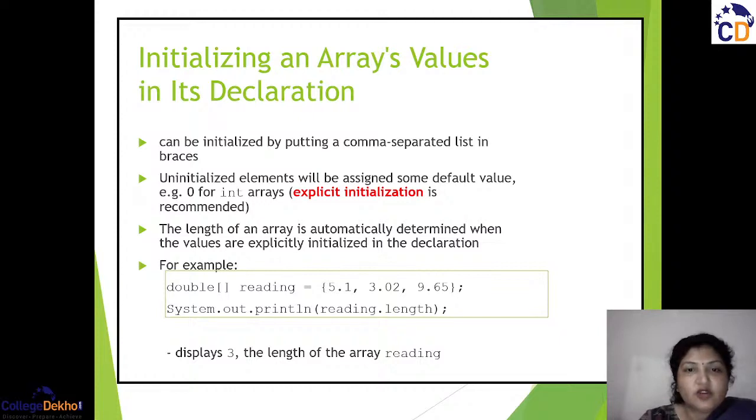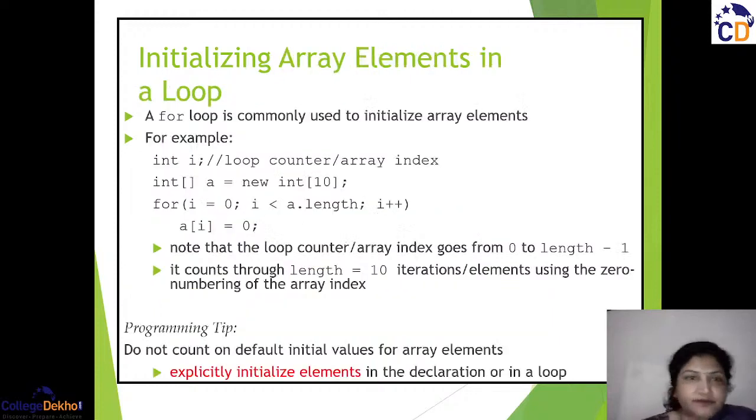The length of an array is automatically determined when the values are explicitly initialized in the declaration. So it is basically double, then it is defined as an array, and reading is the array name, and you are putting the values into the array itself. So there are 3 floating point numbers in the array. Then you are just printing the length of that particular array, that is reading.length, right? So it is going to print 3. Why? Because there are 3 elements in the list.